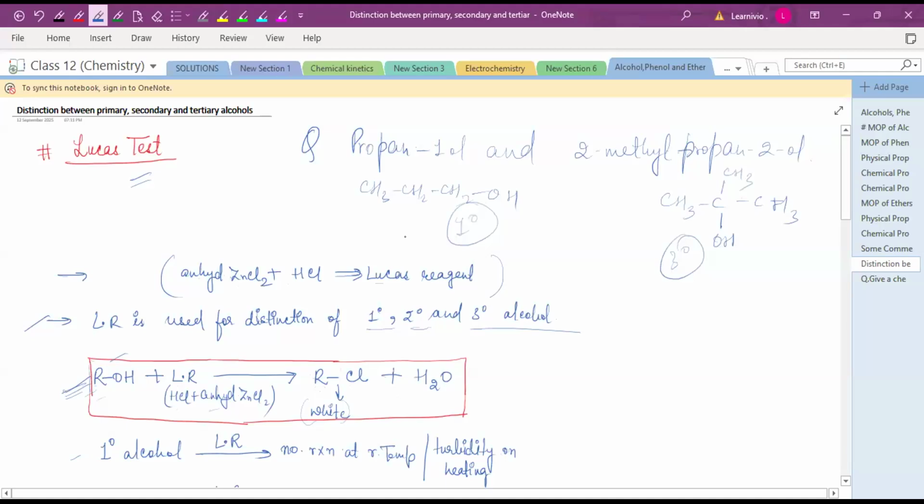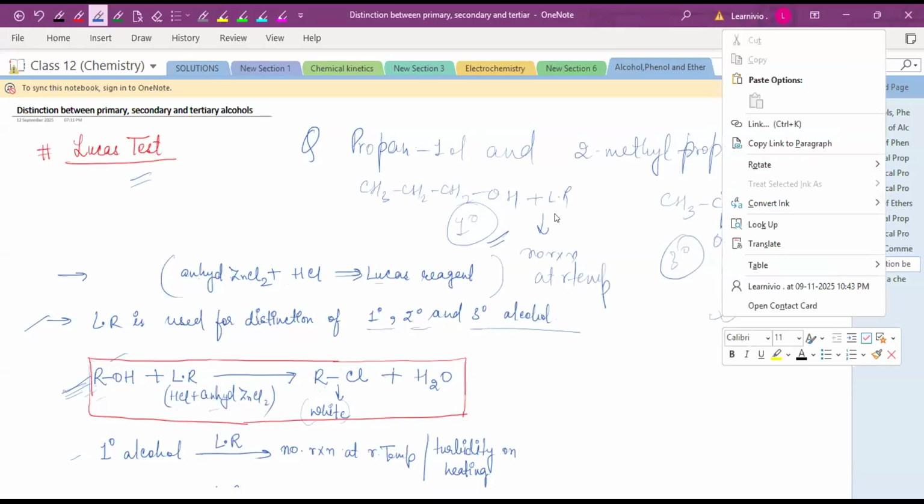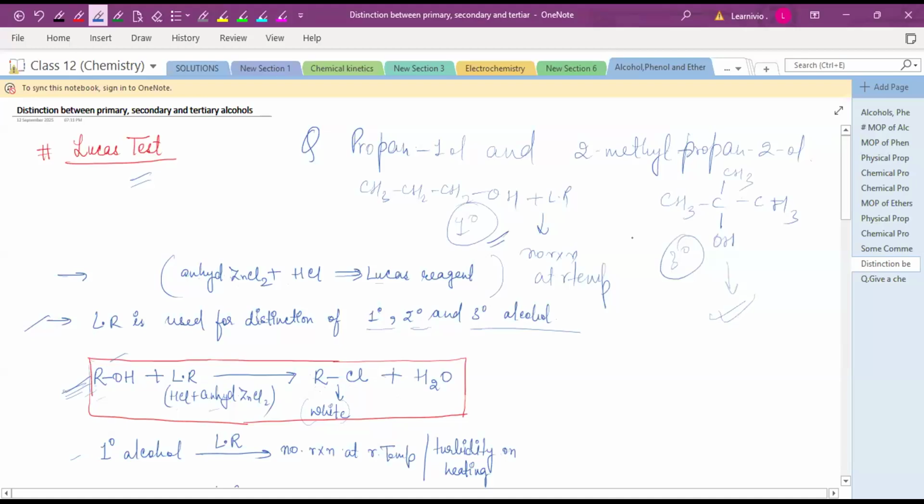So you can distinguish between propane 1-ol and 2-methyl propane 2-ol by a Lucas test, right? So this primary alcohol, propane 1-ol, will not give the Lucas test. When you add the Lucas reagent, there will be no reaction at room temperature, right? And this is a tertiary one, so immediately there will be a turbidity. You will see the turbidity immediately. So this will give the Lucas test. So that's how you will distinguish by the Lucas test, right? So this type of question can come from this topic.